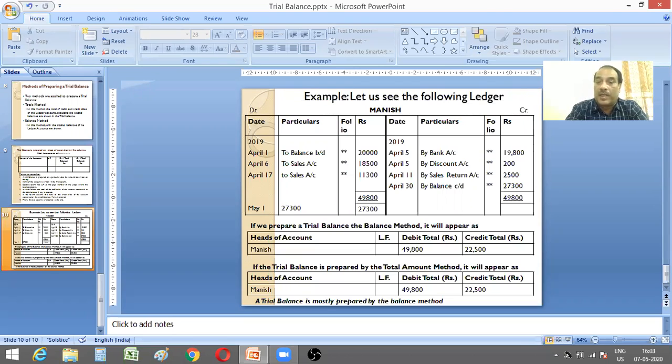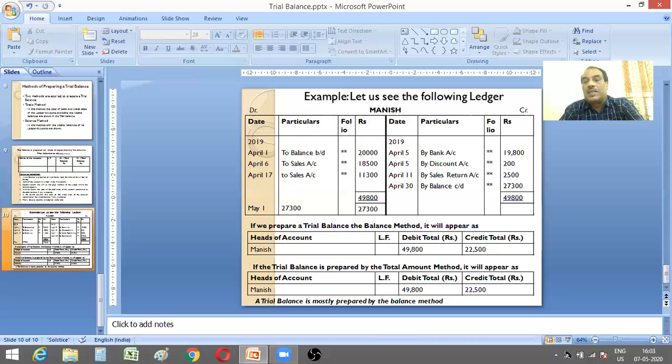वहाँ पर क्या लिखा होगा? By balance CD, and here it is written to balance BD. It is brought forward, brought down. So इसको आगे ले आया गया है. वहाँ पर carried forward था, carried down था. So it is brought down from the last date when the balancing was made, and it indicates that at that time there was a credit balance, and that was 20,000. So it has been brought down from the balancing that was done last year.